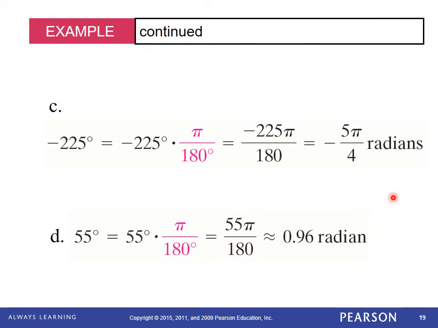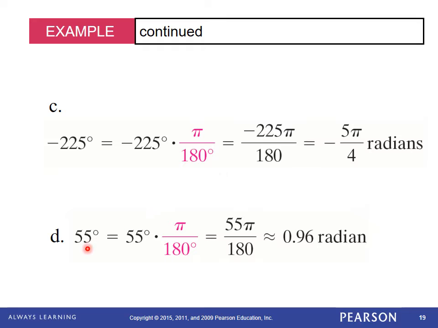Let's look at 2 more examples here. What happens if the angle is negative? Well, that negative sign just carries on through here. So negative 225, the degree symbol goes away, cancels. We'll reduce this as much as we can, and eventually we wind up with a negative in front still, so negative 5 pi over 4.